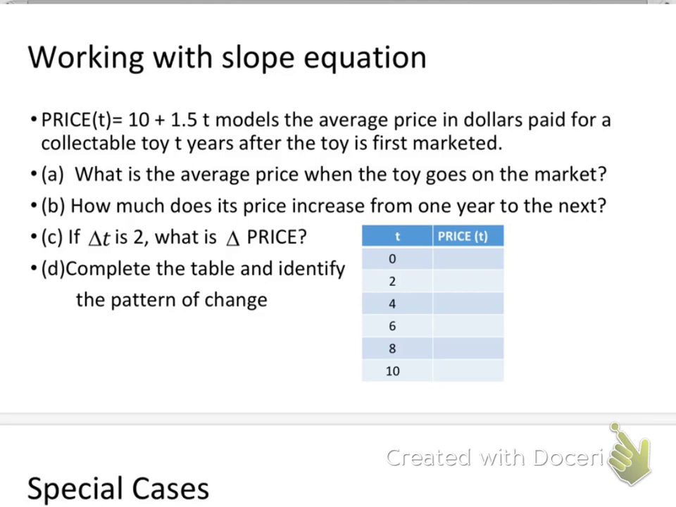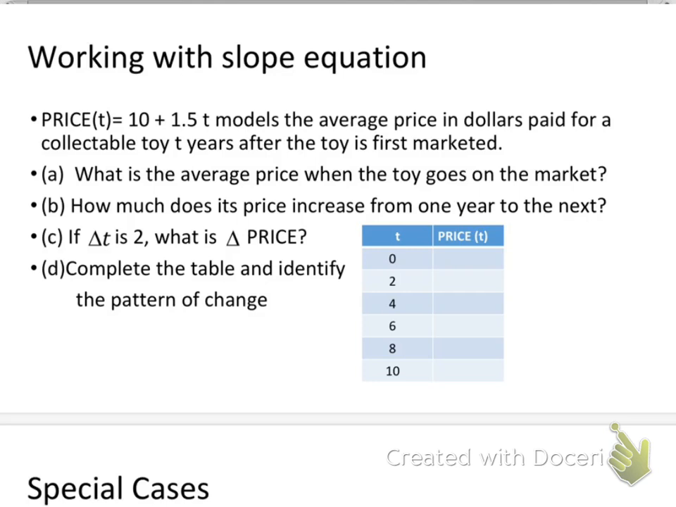Okay, here's a little word problem that's going to help us work with slope and have a better understanding of it. So it says that price, which is a function of time, this equation models the average price in dollars paid for a collectible toy T years after the toy is first marketed. Okay, then we see a series of questions that we need to answer. What is the average price when the toy goes on the market? Okay, so that's an average value. We'll talk about that in a second. How much does its price increase from one year to the next? If delta T is 2, what is the change in price? And complete the table and identify the pattern of change. So let's try to complete the table. If you plug in a 0 for time, you get price.